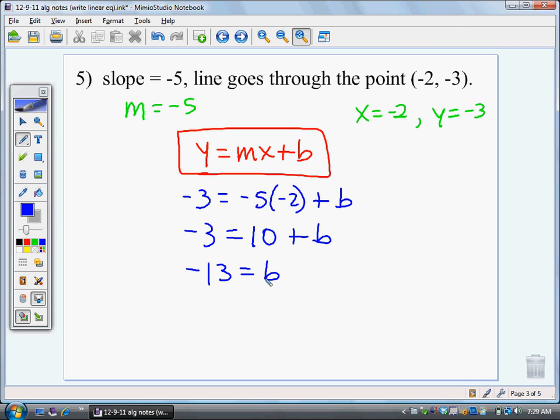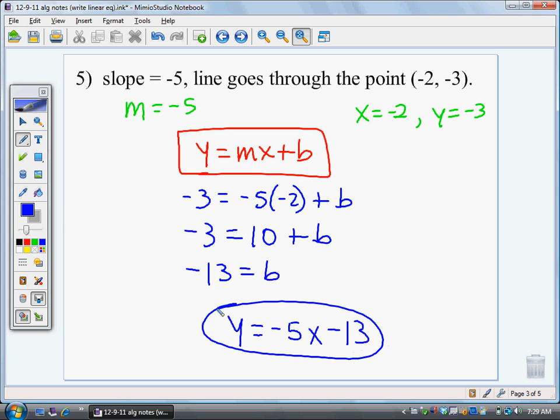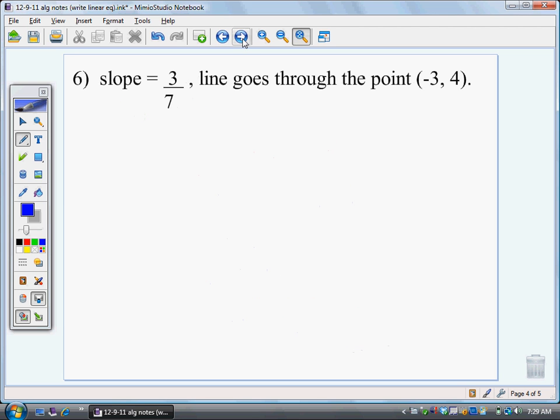Now I write my equation. I know m is -5, and I know b is -13. Since it's negative again, you write -13. That's our answer. Right, in the next one, same thing. We have m is 3/7, and we have x is -3, y is 4.